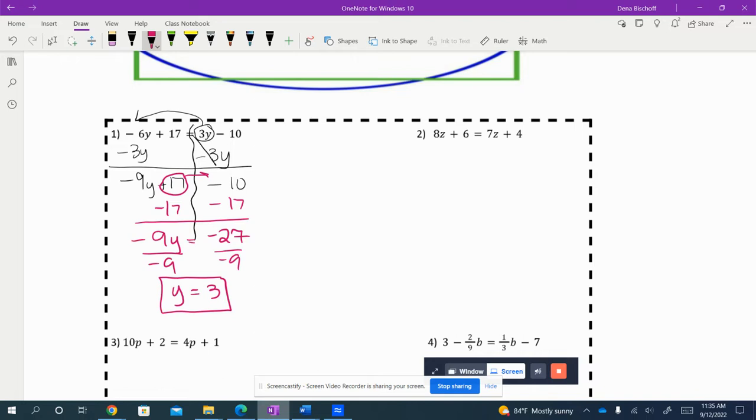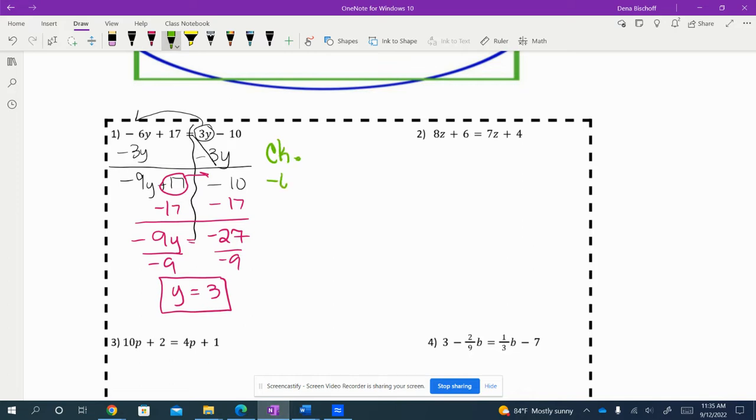So let's do the check on this. What do I mean when I say I want to check and see if this answer is true? You do it the other way. You take the solution, y equals 3, and you plug that in. So I'm going to do the check, and this is what it looks like.